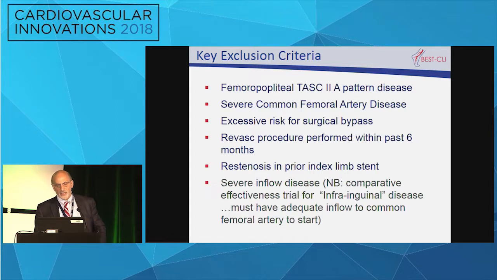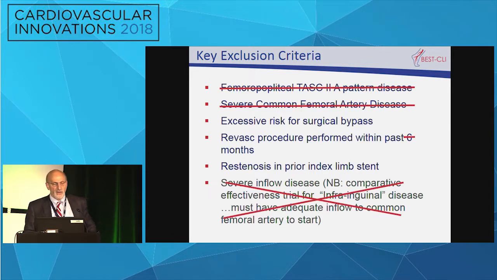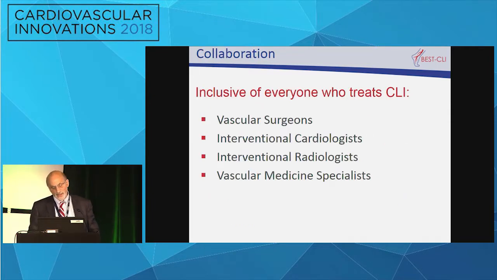And to that end, for example, we started out with some pretty important exclusion criteria. We then eliminated them all and said, look, unless you're at really excessive risk for surgical bypass, you should be a candidate in this trial. And unless you've had something endovascular done within the past 3 months, you should be a candidate for this trial. Everything else is suspended. We say it doesn't matter. All these patients need revascularization, so let's put them all in the trial. And that's the way it's gone. And I think we've increased enrollment as a result of that.